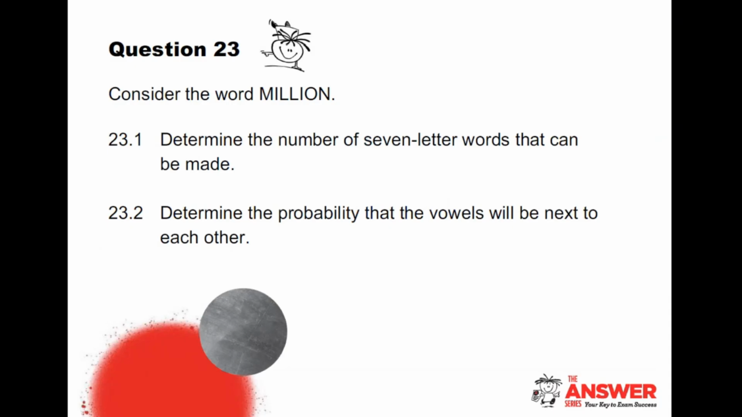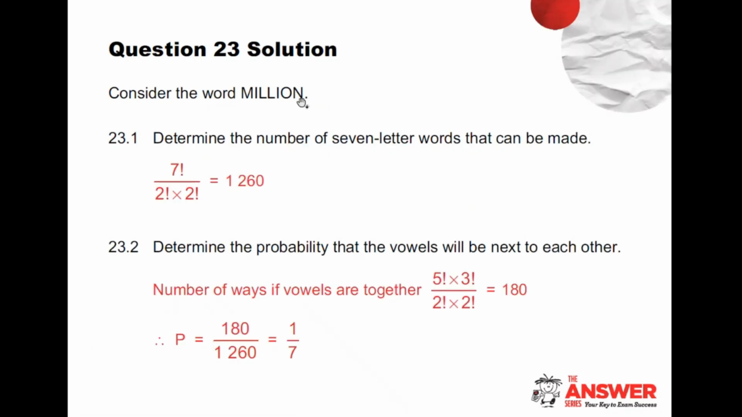Okay, question 23. Consider the word million. We've got duplicate letters again. Determine the number of 7-letter words that can be made. We've done one like that, so that's fine. Determine the probability that the vowels will be next to each other. Okay. So there's 7 letters. How many ways can you arrange 7 letters? 7 factorial. We've done lots of them. There are 2 I's. There are 2 L's. So what do I have to do, like we did with isosceles? I have to divide by 2 factorial for the I's and another 2 factorial for the L's.